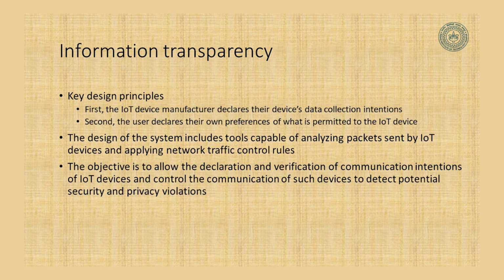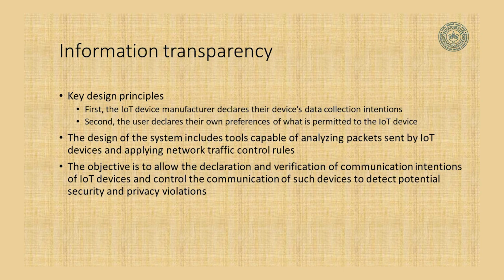So, for information transparency, some of the key design principles are: first, the IoT device manufacturer must declare the device's data collection intention. So, if you have created an IoT product, you must clearly state, okay, this is the data that we are going to collect, and declare it clearly. Second, the user must declare their own preferences of what is permitted to the IoT device. So, the user must say, okay, of all of these things that the device is going to collect, what are my preferences, which data I will allow, which data I will not allow. That option must be given to the user.